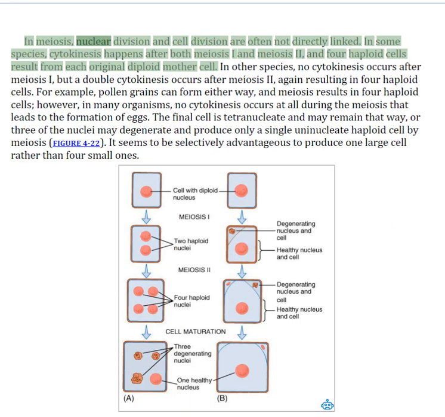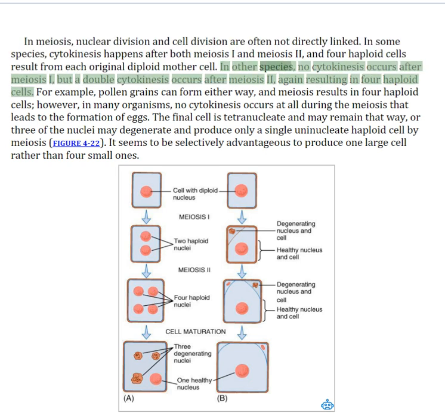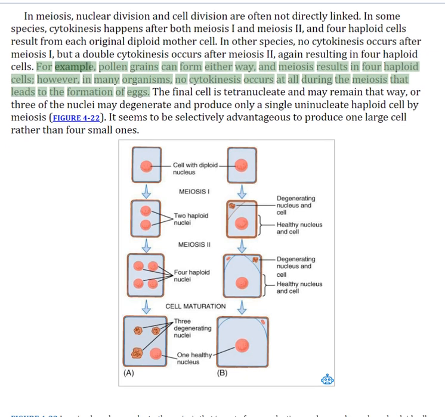In meiosis, nuclear division and cell division are often not directly linked. In some species, cytokinesis happens after both meiosis I and meiosis II, and 4 haploid cells result from each original diploid mother cell. In other species, no cytokinesis occurs after meiosis I, but a double cytokinesis occurs after meiosis II, again resulting in 4 haploid cells. For example, pollen grains can form either way, and meiosis results in 4 haploid cells.